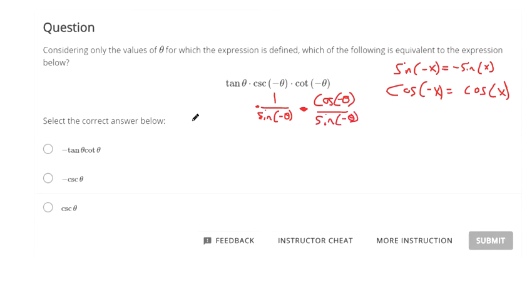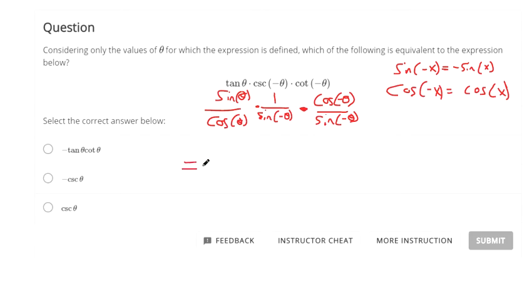And then tangent is sine over cosine. Oh wait, there's no negative on these, sorry. These are just sine of theta, not sine of negative theta. Okay, so whenever we try to simplify trig identities, it's usually useful to change everything in terms of sine, cosine. Nothing cross cancels because we have sine of theta and sine of negative theta.